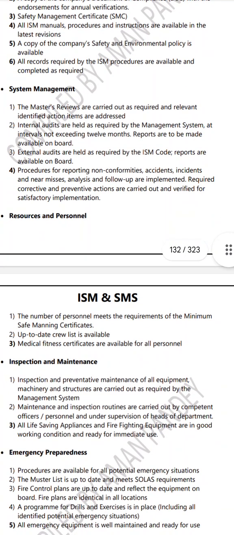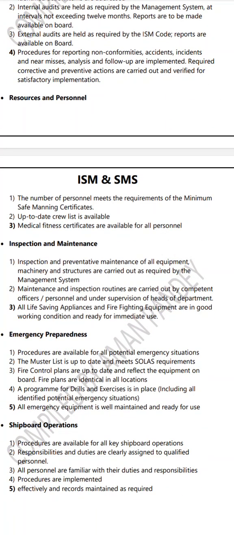Inspection and maintenance records, like all the LSA and FFA equipment, should be properly inspected, and all the extinguishers signed and inspected properly, with a proper record made. The emergency preparedness of the crew should be there. A drill report should be properly arranged and documented, and people should be trained properly for any kind of emergency. Apart from that, a reporting system should be available on board in case of any emergency.